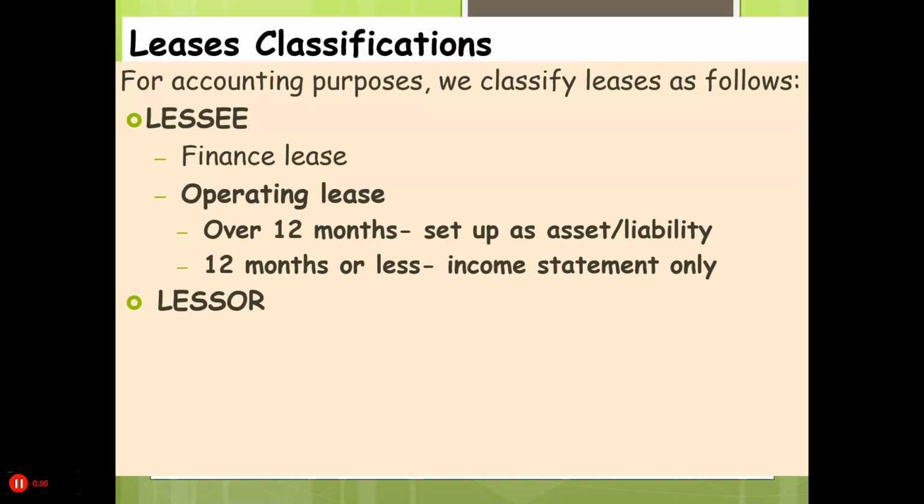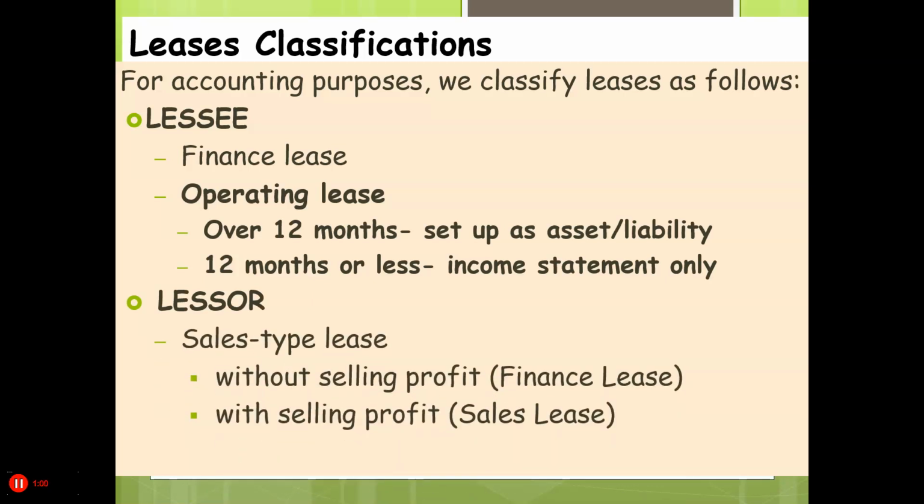Now, for the lessor, there is a sales-type lease. Without selling profit, it's a finance lease; with selling profit, it's a sales-type lease. And they also have an operating lease. In this section, we're going to go through operating leases for both the lessee and the lessor.